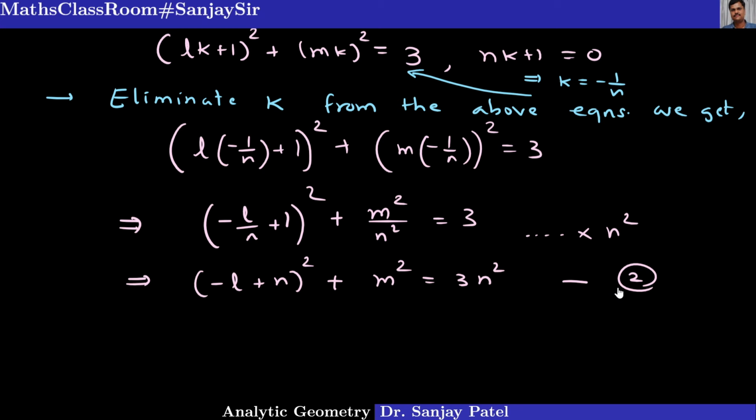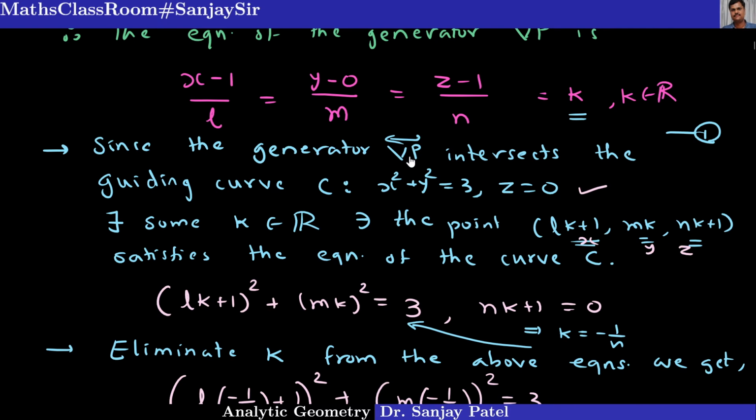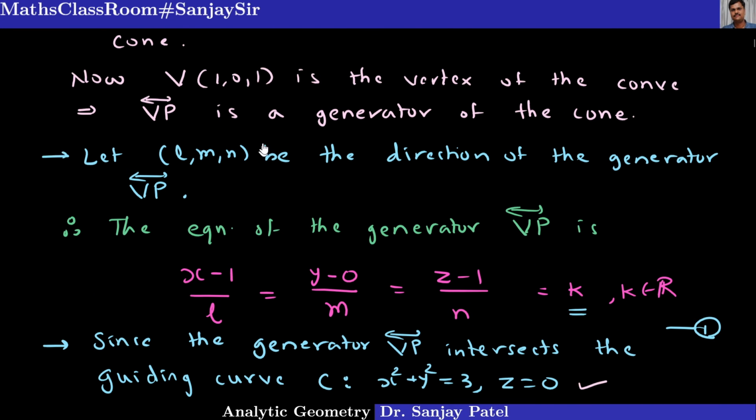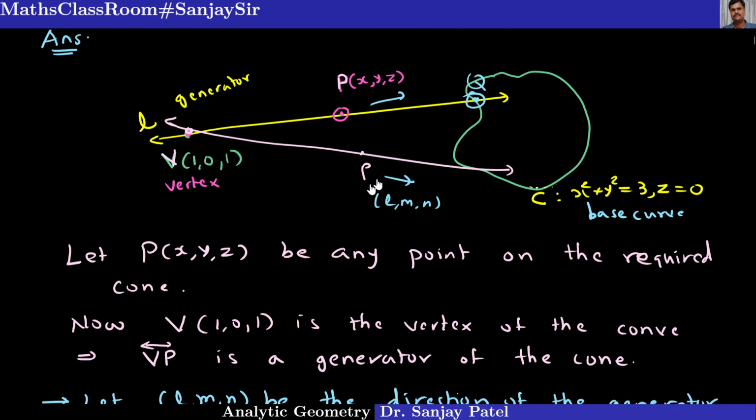This l, m and n, they are the directions of the variable line or the generator line of the cone. And from equation 1, this x, y, z which we have taken in the beginning are the coordinates of any point on this line, any point on this cone.